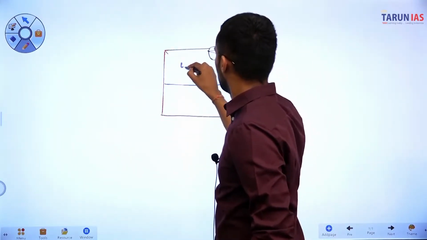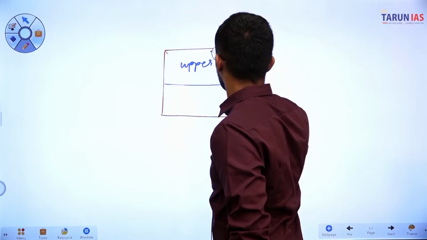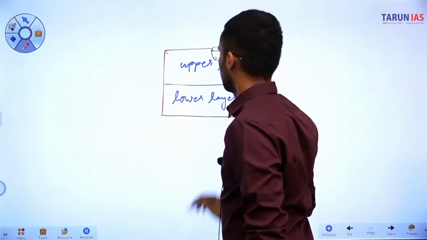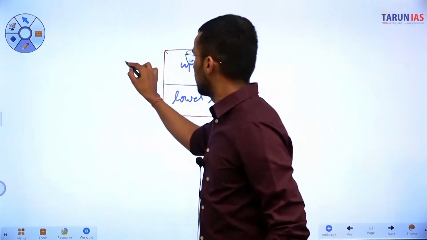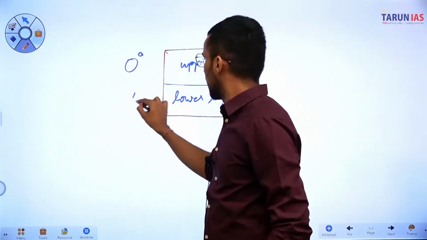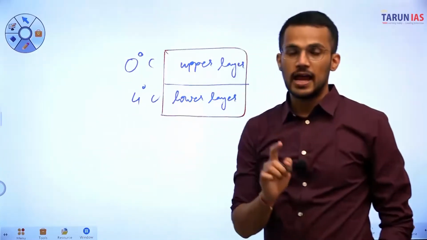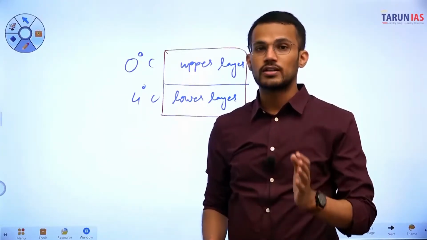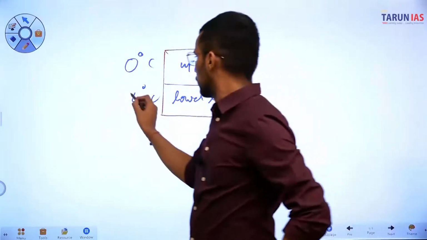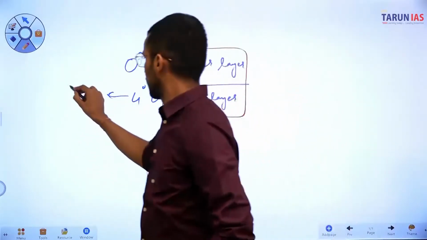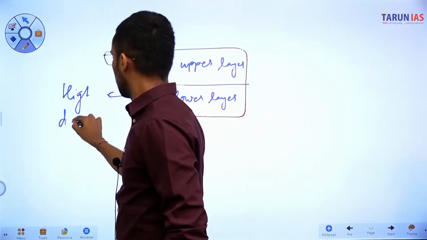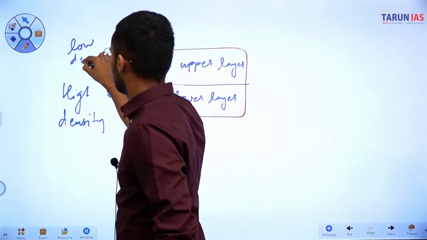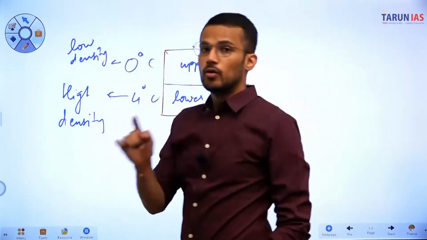we have again two layers, upper layer of water and lower layer of water. And let us consider that this upper layer is at 0 degrees Celsius and this lower layer is at 4 degrees Celsius. Why are we taking 4? Because we have discussed that the density of water is highest at 4 degrees Celsius. So its density will be high. It will be at high density compared to this water, which is at low density. And this is the property exhibited by water.